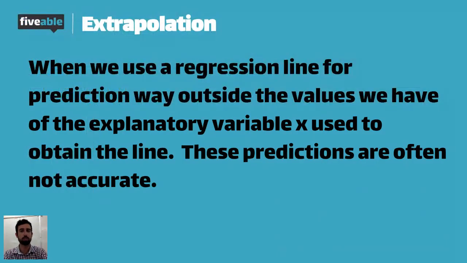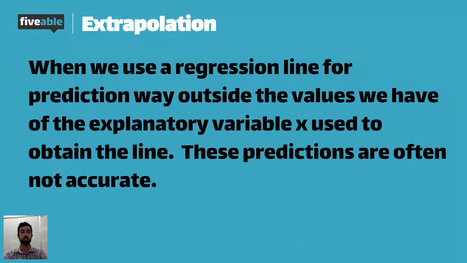So, we talked about our line of best fit, our linear regression line. Now let's go to extrapolation. Extrapolation is when we use a regression line for predictions way outside the values that we obtained to make the line. And the predictions are often not accurate.